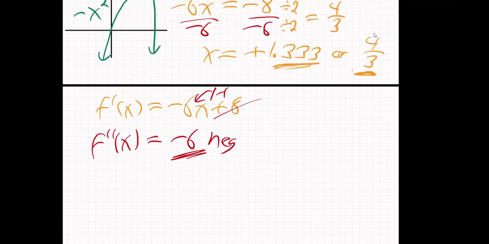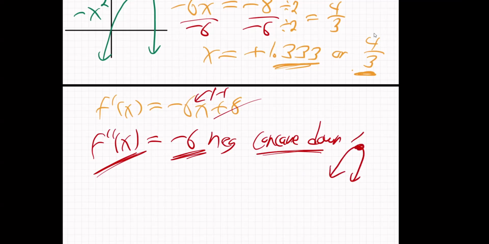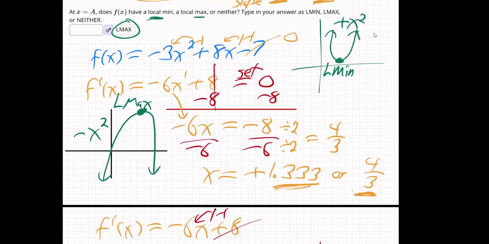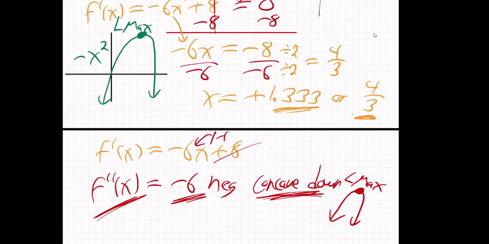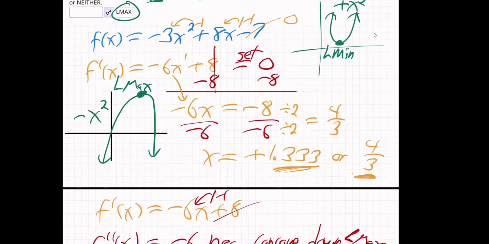So what does that tell you? When the second derivative is negative, that means it's concave down, because the second derivative tells you the concavity, which means it's like that. And so therefore it has a max. Because it's concave down, it must have a maximum value. It's an L max, a local max. That way's a little weirder.